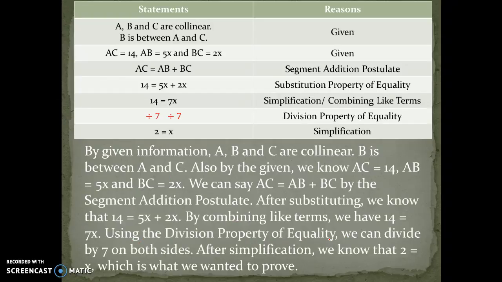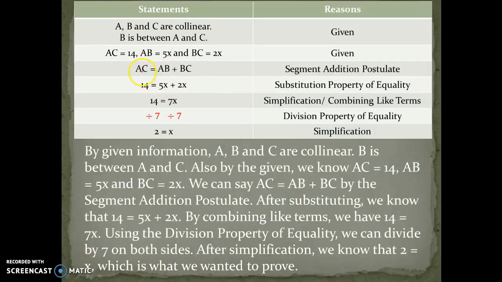Something else we can do is take that 2-column proof and we can express it as a paragraph. So basically what you do is you just read through this chart, but turn it into complete sentences. So we could say, by given information, we know that A, B, and C are collinear, and that B is between A and C. Also given to us is that AC equals 14, AB equals 5x, and BC equals 2x. So you basically take each line of the proof and just express it as a complete sentence.